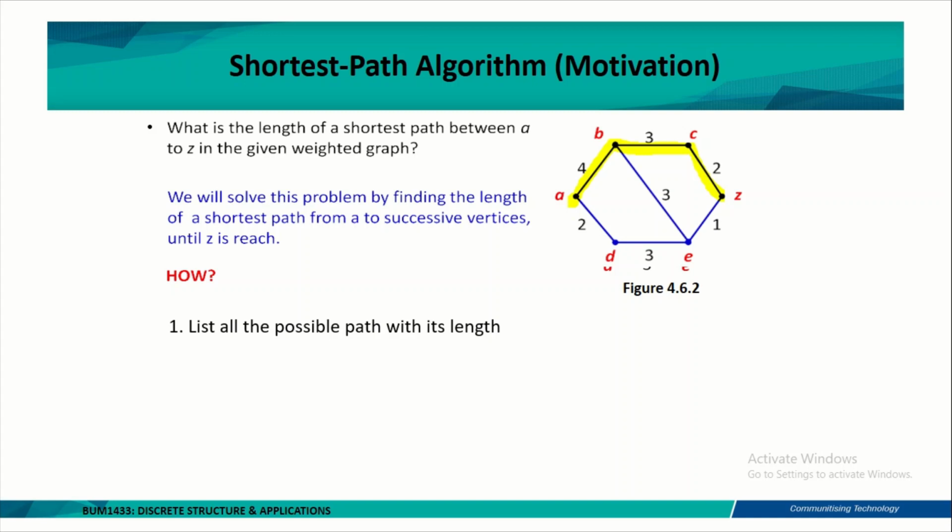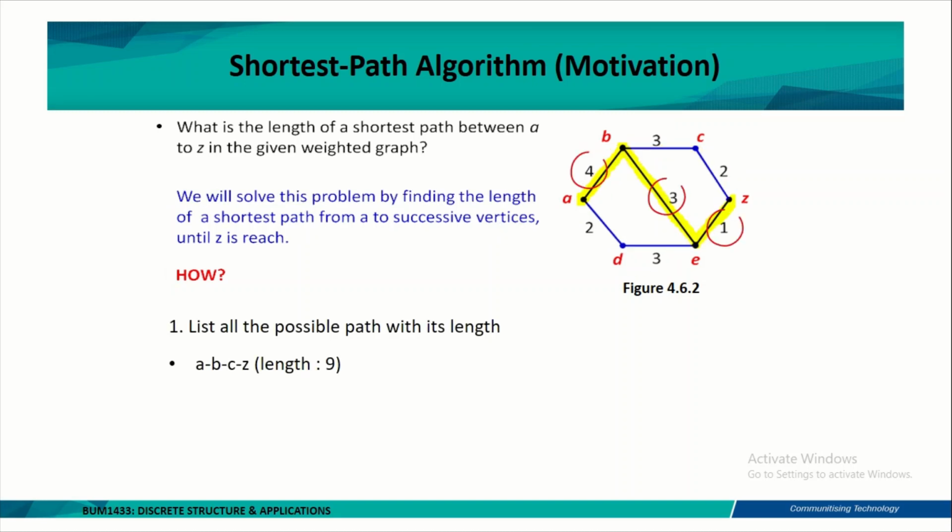How we calculate the length is by adding the numbers on the edges. So we have 4 plus 3 plus 2, so the total length is 9. So the path is A to B to C and to Z, with length 9. There is another path from A to Z: A to B to E and to Z. The length here is 8.